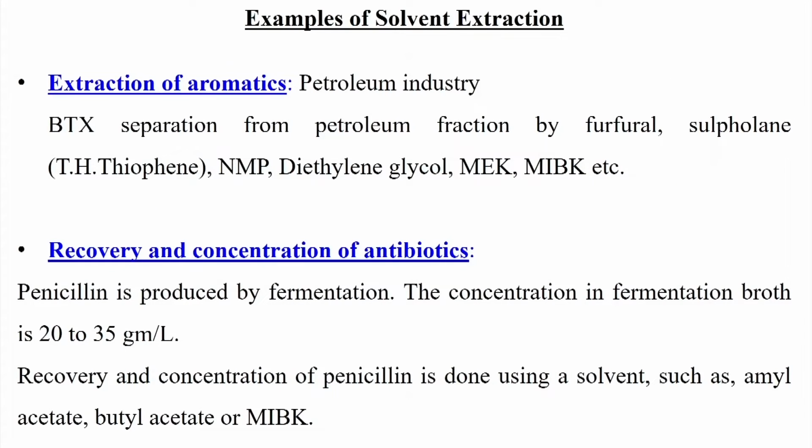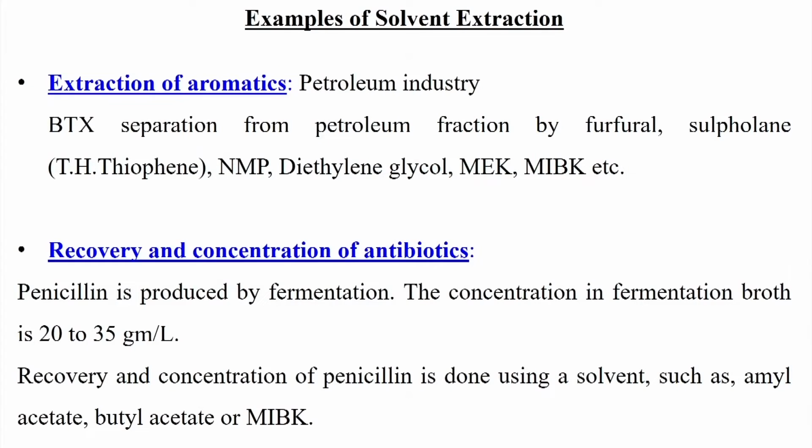So, a few examples of the solvent extraction process we will be discussing here, then we will go into the details of the extraction process. The first example is extraction of aromatics in the petrochemical industry, like benzene, toluene, xylene, which are separated from petroleum fraction by furfural, sulfolane or NMP, diethylene glycol, or methyl ethyl ketone or methyl isobutyl ketone, etc. These are our extracting solvents.